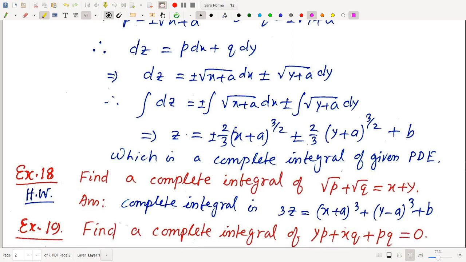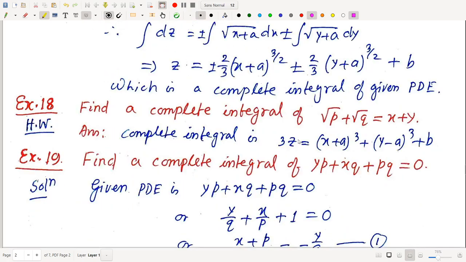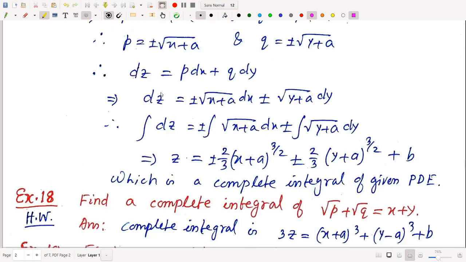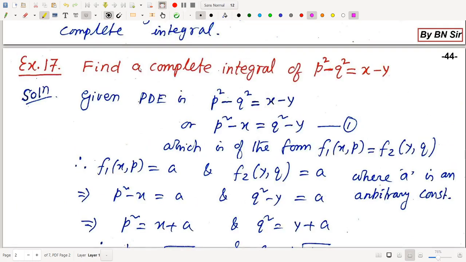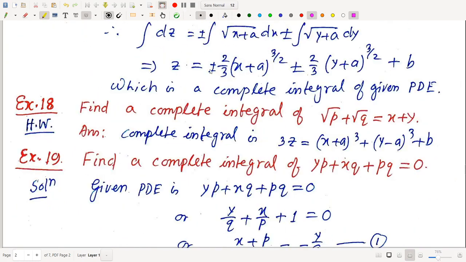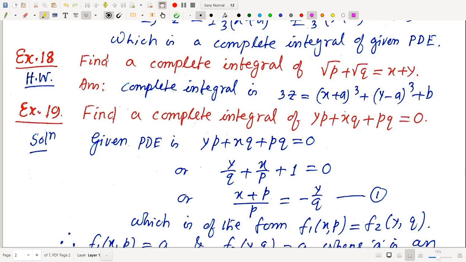Actually you can take both with plus sign, you can take both with minus sign, you can take plus minus, minus plus. So there are many complete integrals. In PD it happens. That's why the question is sometimes asked, find a complete integral of this. So you can give all, or you can give any one with plus sign or minus sign, like that. So number 18, find a complete integral of root p plus root q equal to x plus y.